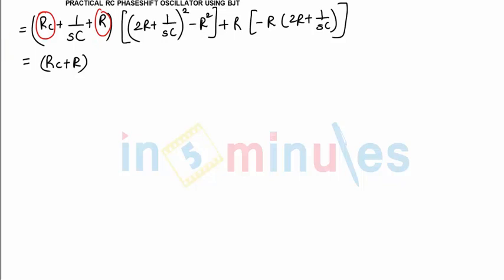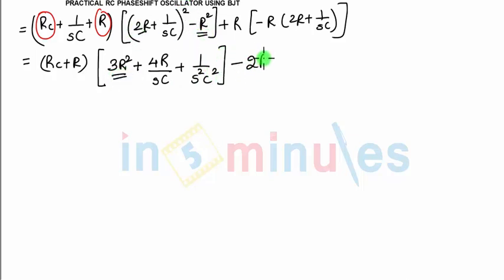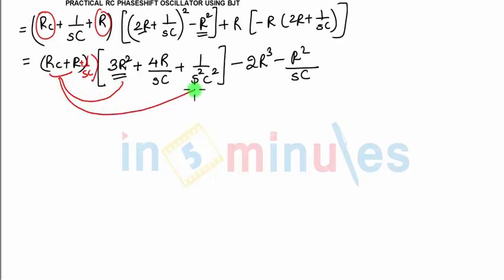So these two real terms you are multiplying with the real values, or after opening the bracket, first we can simplify this as 3R square plus 4R S into C plus 1 upon S square C square, because 4R square minus R square will give you 3R square, minus 2R cube minus R square upon S into C. So now when you open the bracket, this is plus 1 upon S into C. This R into R you are multiplying with the real terms, so R square, then the real term S square C square.